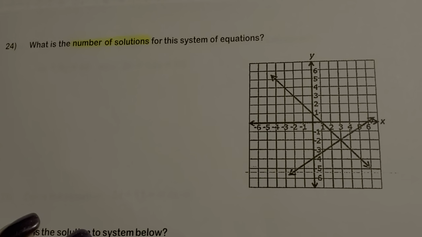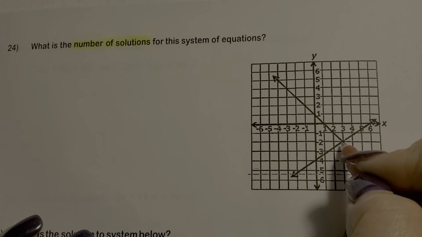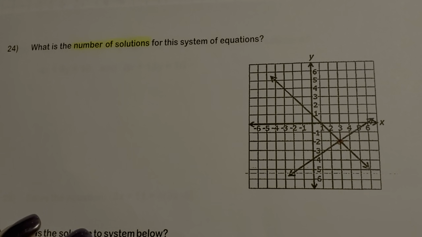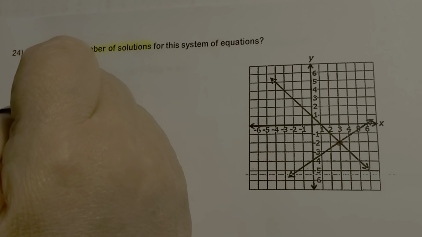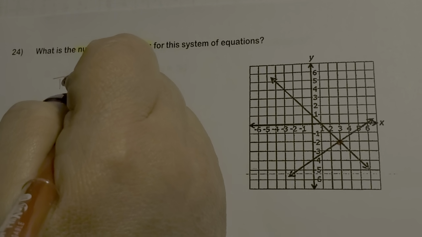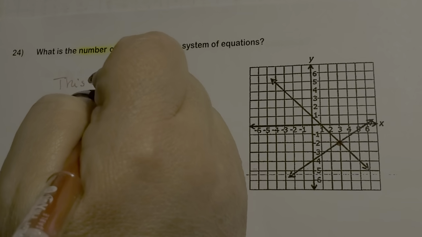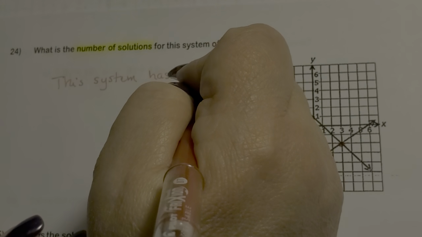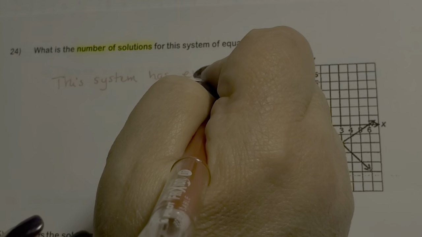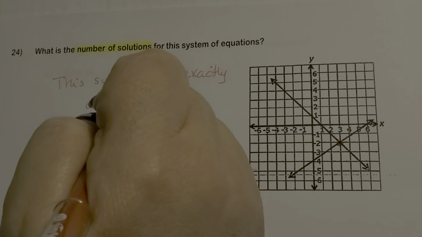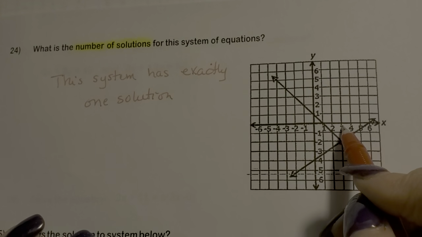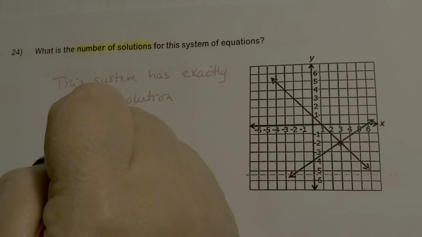Question 24 asks, what is the number of solutions for this system of equations? This system of equations cross or intersect one time. Therefore, this system has exactly one solution. And if we name that solution, it would be the point 3, -2.